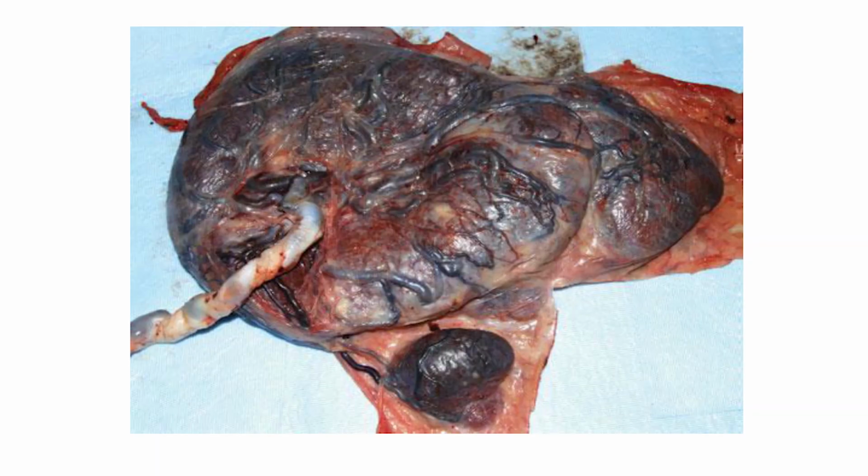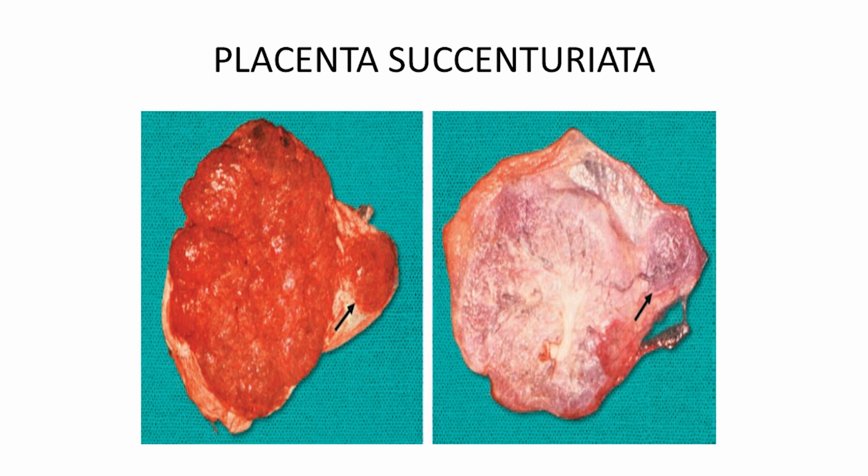And this diagram shows placenta succenturiata. So this is the main placenta, and then this small lobe here is the accessory lobe with communicating vessels. So this is an example diagram showing placenta succenturiata. This diagram also shows placenta succenturiata. Those two arrows seen there are the accessory lobes. This is the accessory lobe, and this is another accessory lobe.